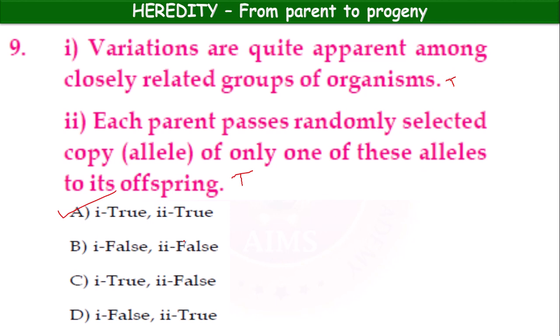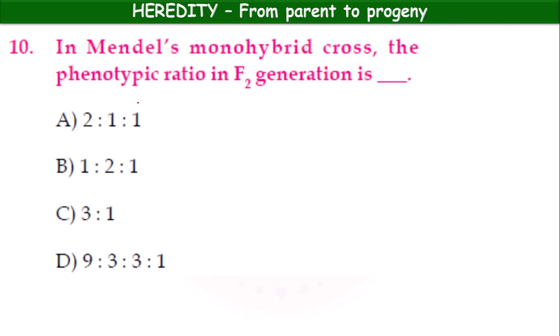Okay. Next, in the Mendel's monohybrid cross, the phenotypic ratio in F2 generation is: 2:1:1, 1:2:1, 3:1, 9:3:3:1. It is a monohybrid ratio. Phenotypic ratio is 3:1. Okay. Option C.